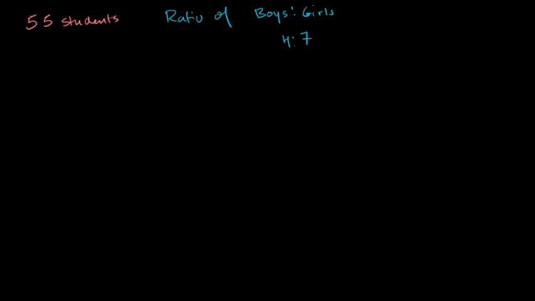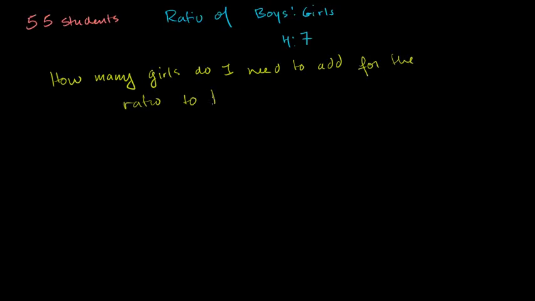What I want to know is, how many girls do I need to add for the ratio to become 1 to 2? And this is the ratio of boys to girls. I'm not switching the ratio on you. So right now, for every 4 boys, I have 7 girls. I want to add some girls so that the ratio becomes, for every boy, I have 2 girls.